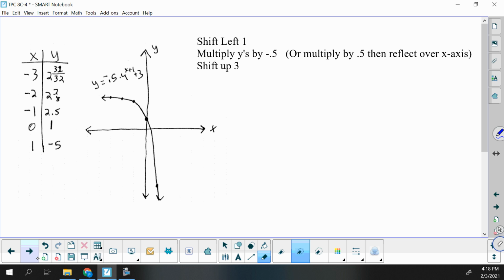For the third one, you're shifting left 1, multiplying the y's by a half, and then reflecting over the x-axis. Now, if you did say multiply the y's by negative 0.5, that would be fine as well. That takes care of everything all at once. And then we're shifting up 3.